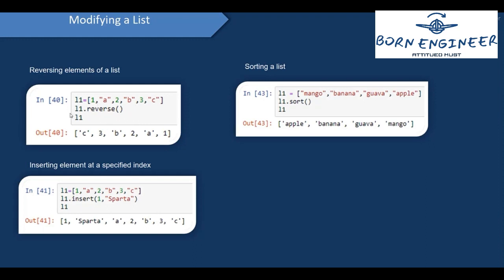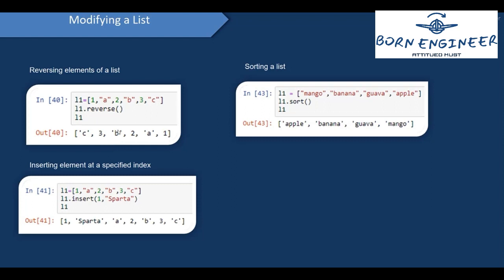So all we have to do is use the dot operator and invoke this reverse method. So here you see that it starts as 1, A, 2, B, 3 and C, and once the list is reversed, you get this result. So you got C, 3, B, 2, A, 1. So this is reversed, and then we get this.